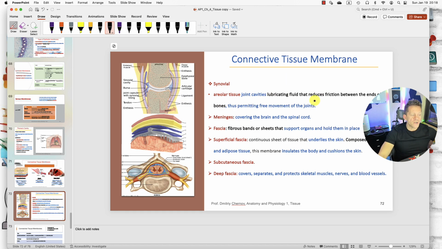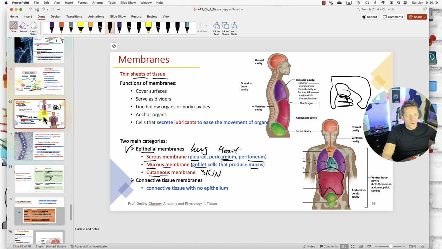Then there are some other tissue membranes. The synovial membrane, that you find within the joints, is similar to the serous membrane that you find within the soft organs. Then there's the meninges, the membranes that cover the brain and the spinal cord. We will discuss this in the nervous system. And with this I will conclude the membranes.